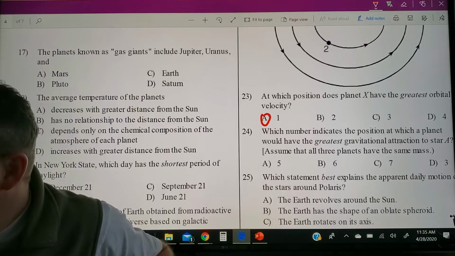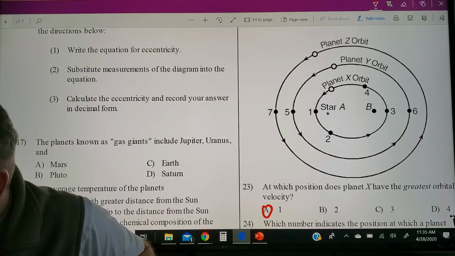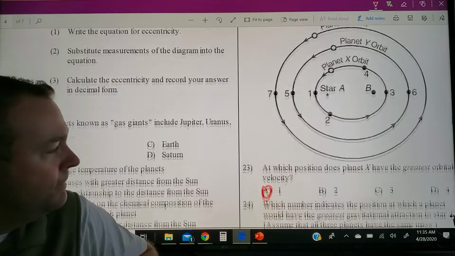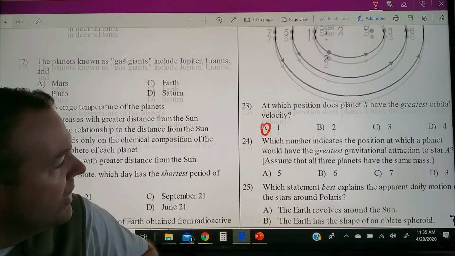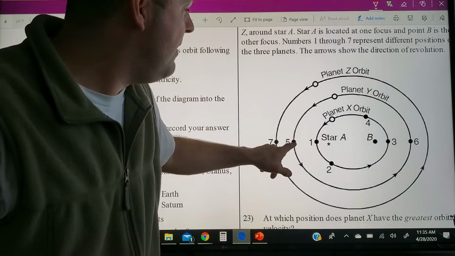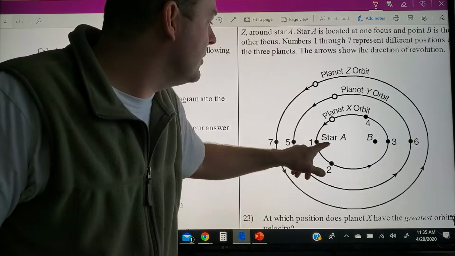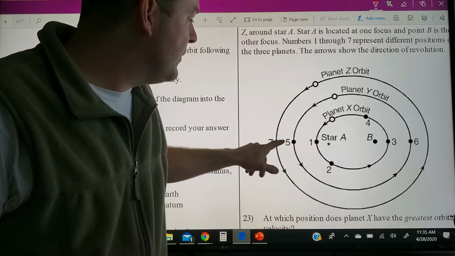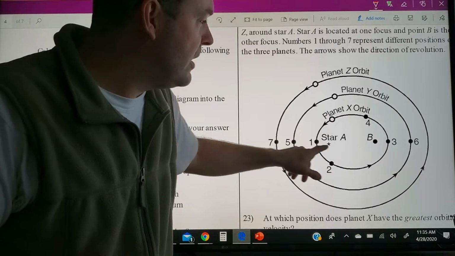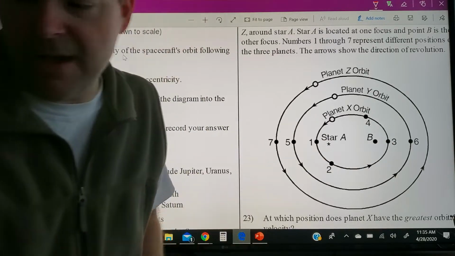So we'll go back to that diagram. Who is closest to the star there? Well, it looks like it's going to be 1 again. Is 1 an option? No. You got to go 5, 6, 7, or 3. So who's closest? 5, 6. So far, 5 is closest. 7 is further away, so 5 is still closest. And 3 is furthest away, so we got to go with number 5.